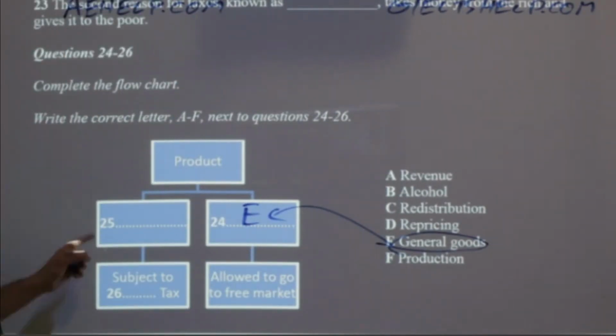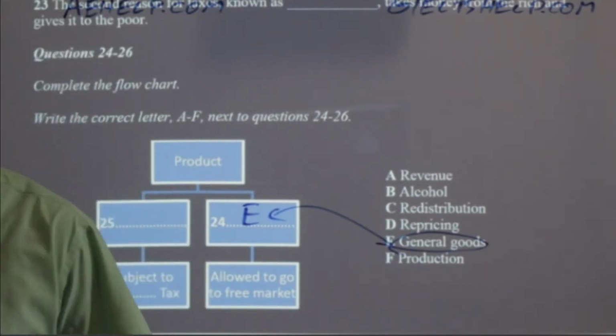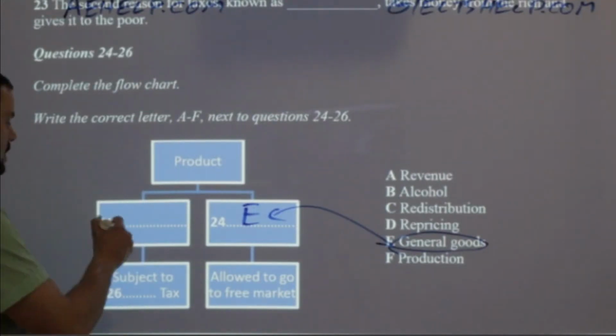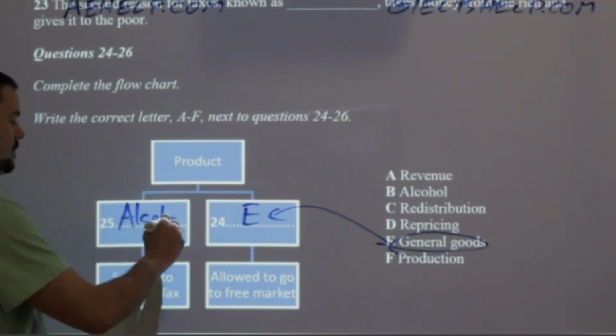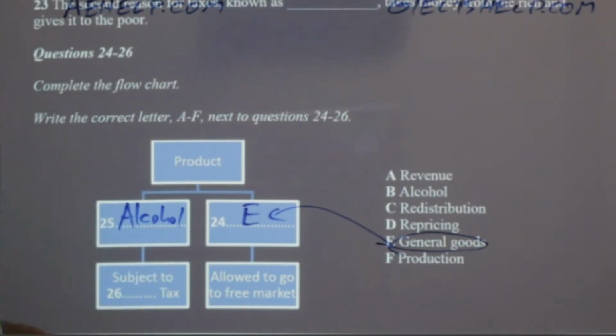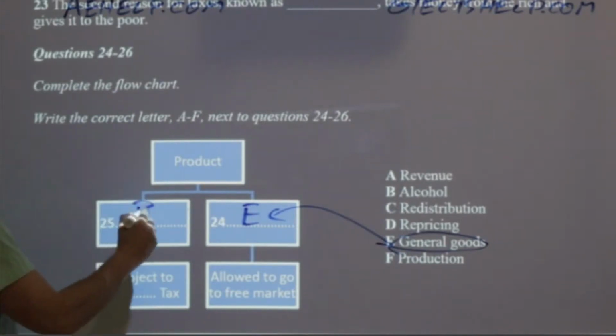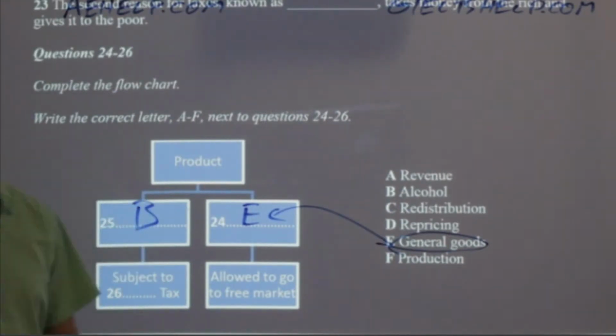Okay, and then number 25, it's subject to a something. So number 25 is not a general product. It's not something that everybody uses. What is the correct answer to number 25? Sandeep Yadav says alcohol. Yeah. Okay. Now you have to put the actual letter, so not the word. So the correct answer is B, alcohol.